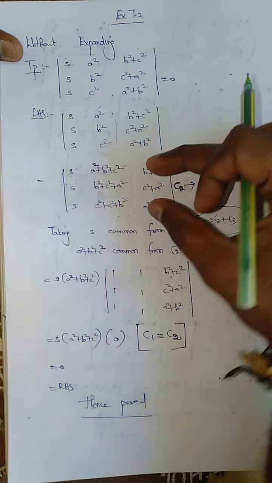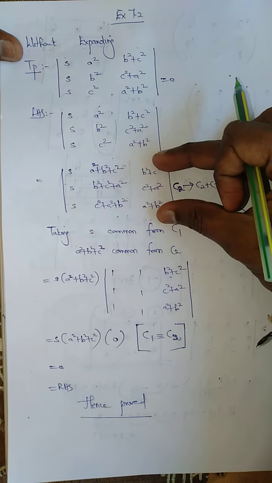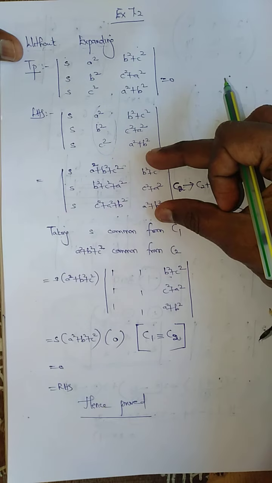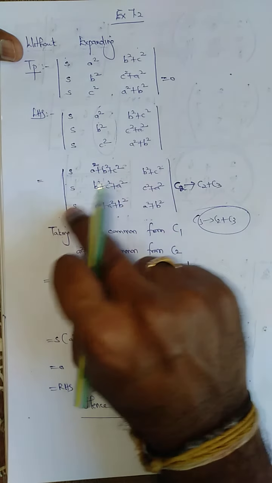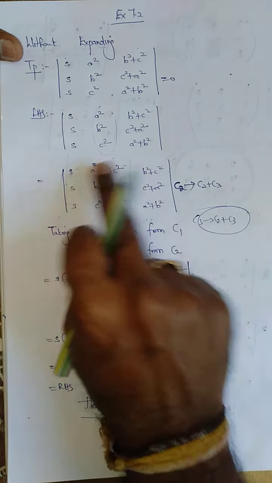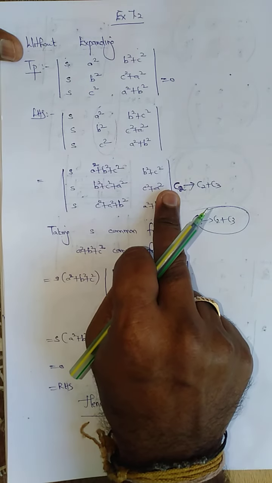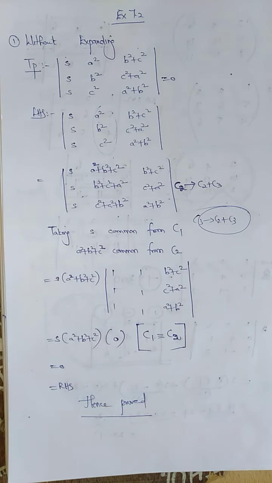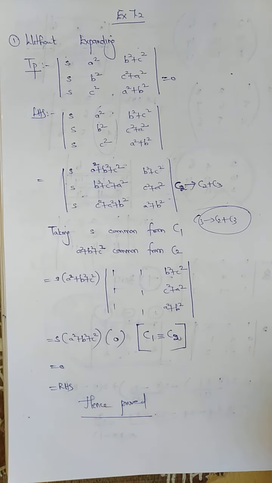If I add into C3, it becomes A square plus B square plus C square. I take that common, so this becomes 1, 1, 1. Any two columns are equal, so the determinant value is 0 only. Then also we get 0. You can do it by any method, but you should not expand. Without expansion, you need to add and subtract so that the answer becomes 0.